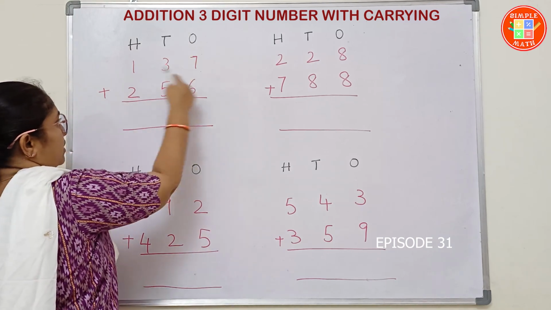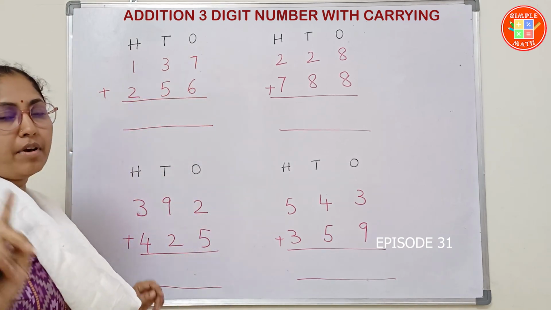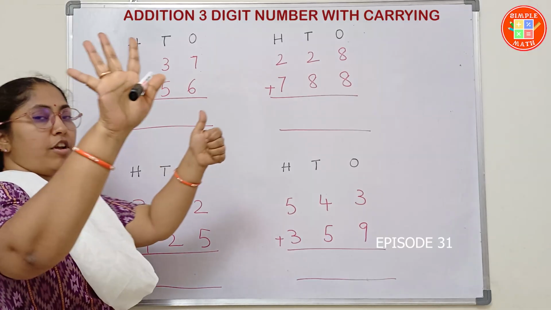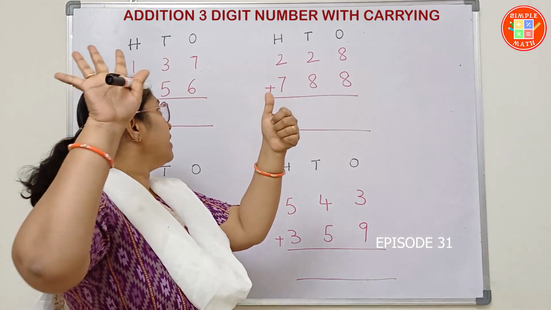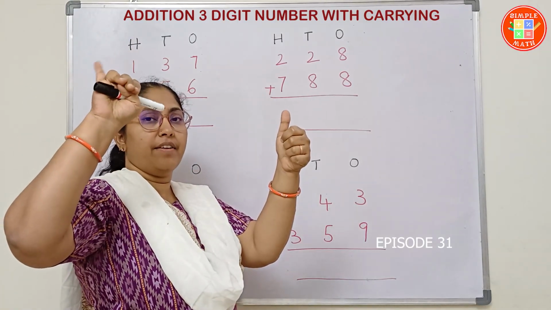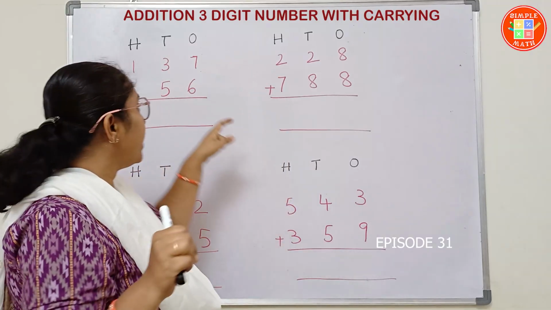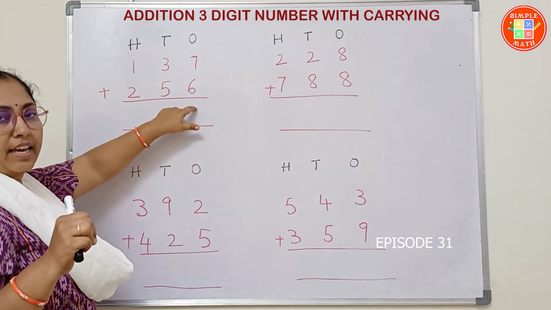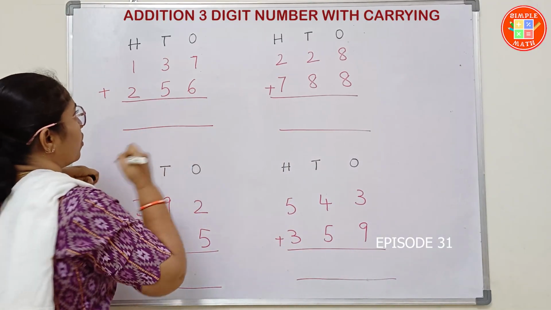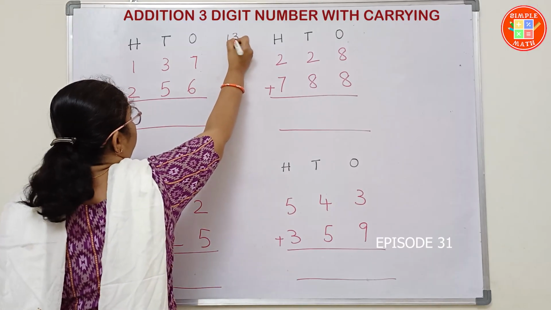7 plus 6. 7 is the bigger number. Keep 7 in your mind, 6 on your fingers. Count after 7: 8, 9, 10, 11, 12, 13. So do you write 13 in the ones column directly here? No. We'll write 13 here.